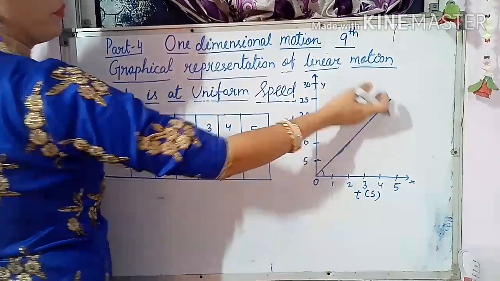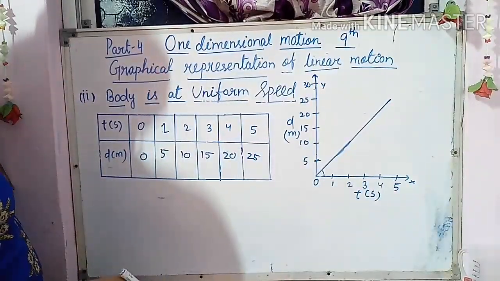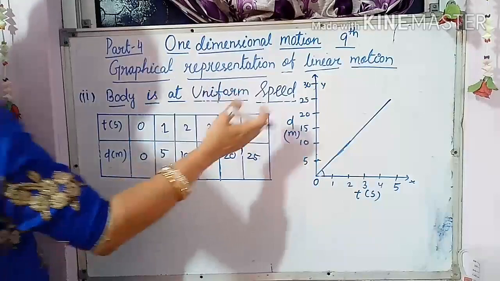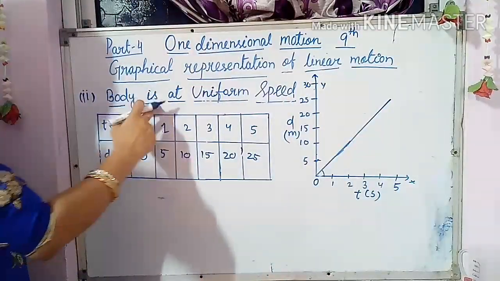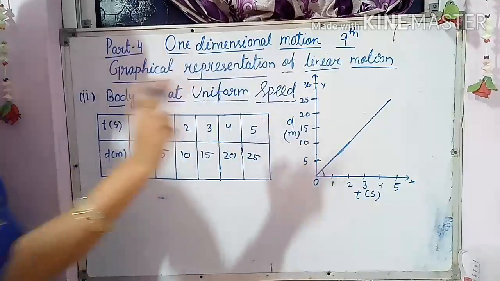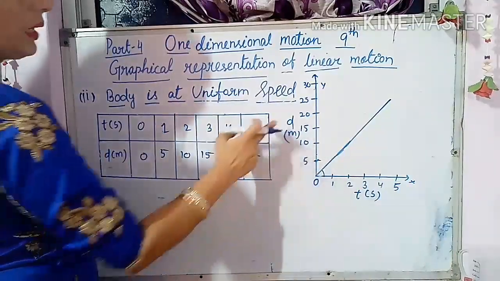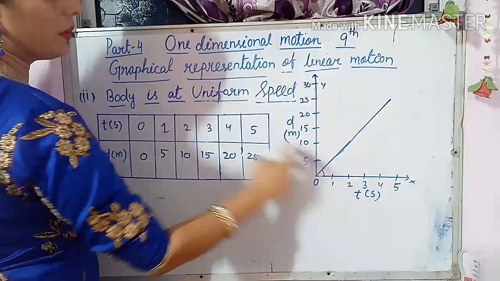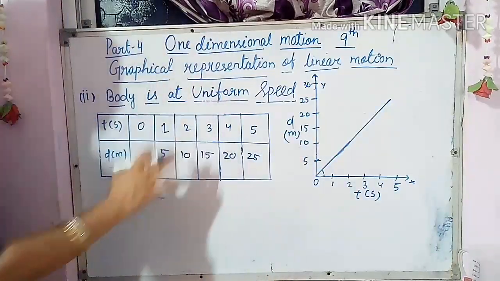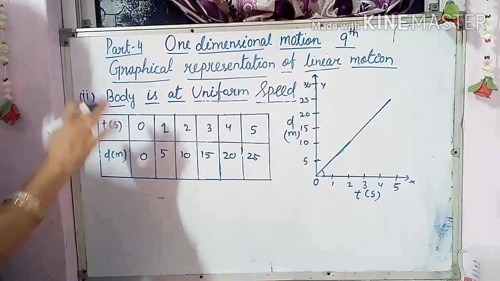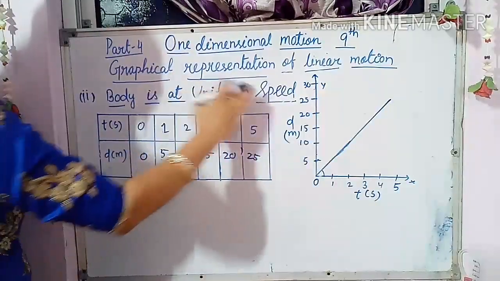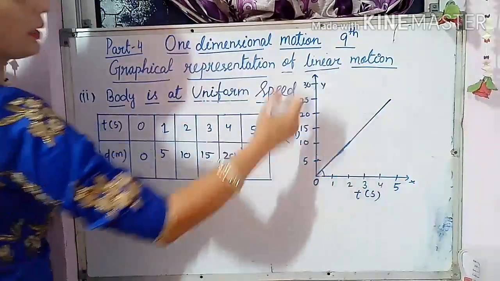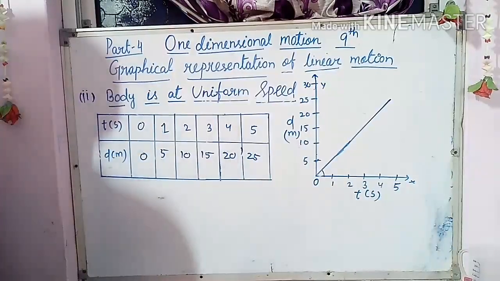Suppose this type of graph is given in your exam, and it asks what this graph represents. You have to say that the body is at uniform speed. And a very important thing, children, I am always telling you, it must be the graph between distance and time. Otherwise, it will ask in your exam to draw a distance time graph for uniform speed. So you have to draw a graph like this. So both the questions are important.